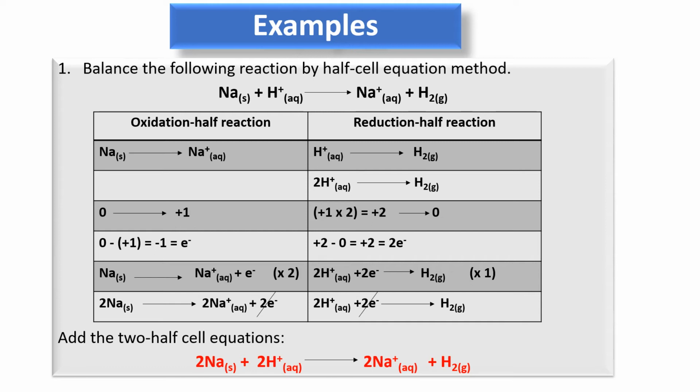So at the reactant side, the oxidation, the number of charges is plus 2. Here we have plus 1 for sodium multiplied by these 2, so that is plus 2. This is 0. So plus 2 plus 0 is plus 2. So the number of charges here, we have 2 positive charges at the reactant side and 2 positive charges at the product side. So that is how to balance ionic equation using half cell equation method.